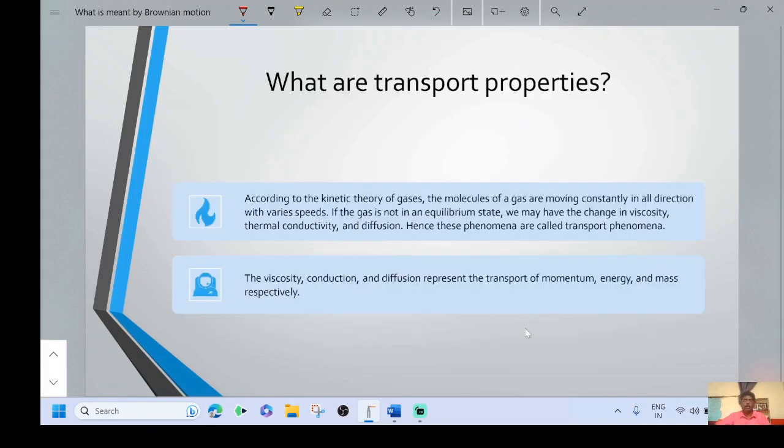What are transport properties? According to the kinetic theory of gases, the molecules of a gas are moving constantly in all directions with various speeds. If the gas is not in an equilibrium state, we may have a change in viscosity, thermal conductivity, and diffusion. Hence, these phenomena are called transport phenomena. The viscosity, conduction, and diffusion represent the transport of momentum, energy, and mass respectively.